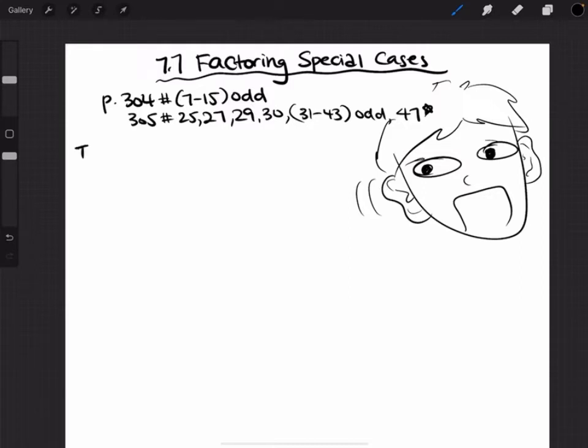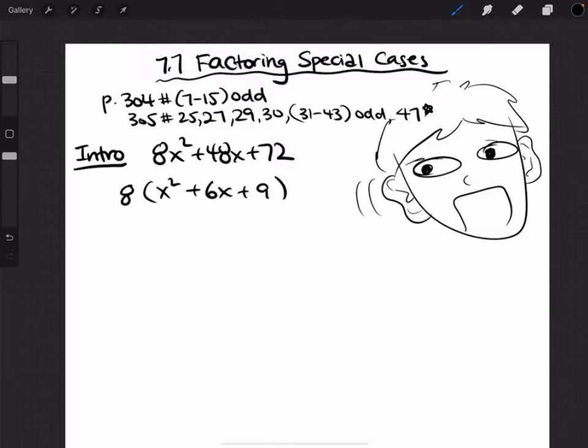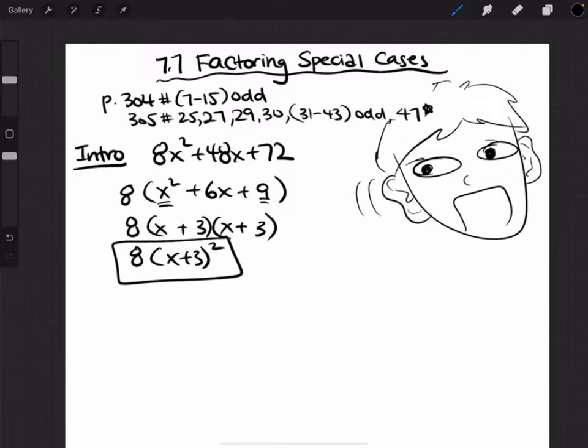Here's the intro problem. We've got 8x squared plus 48x plus 72. As always, we try to do the GCF first, and between those three numbers, 8 is a common factor. Then you factor 8 out, you have x squared, then 6x and 9. From here, you can factor one more time. Two parentheses right here. What makes x squared? x times x. What makes 9? 3 times 3. And if you add them together, you'll have 6x. But there are two copies of x plus 3, so why don't we square it? This is neat. You need to write it this way. This is not complete unless you turn it into that form.